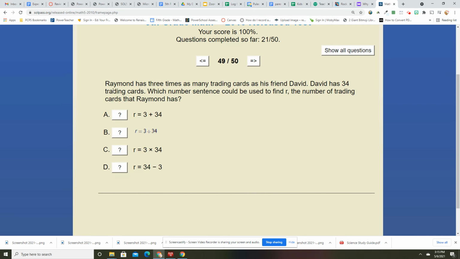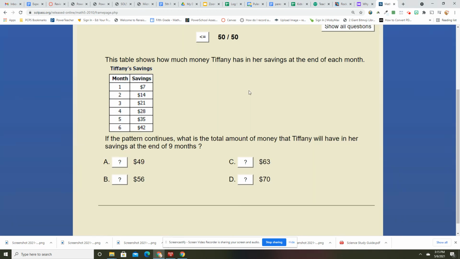Raymond has 3 times as many trading cards as his friend David. Automatically, you're multiplying. And this table shows the money that Tiffany has in her savings at the end of each month. If the pattern continues, what is the total amount of money that Tiffany will have in her savings at the end of 9 months? So you're going up by what? Look at that and see what you're multiplying by. So you're doing 1 times 7, 2 times 7, 3 times 7, 4 times 7, 5 times 7, 6 times 7. And we need 9 months, so 9 times 7, which would be 63.